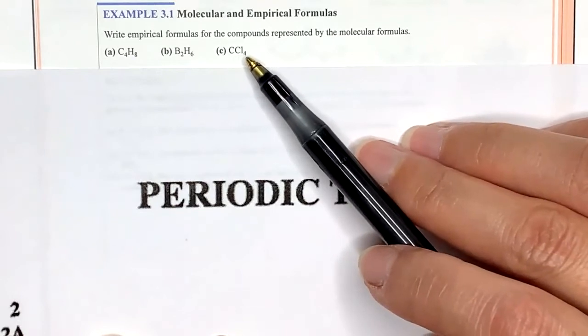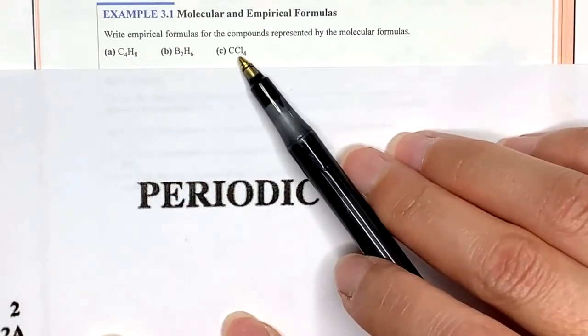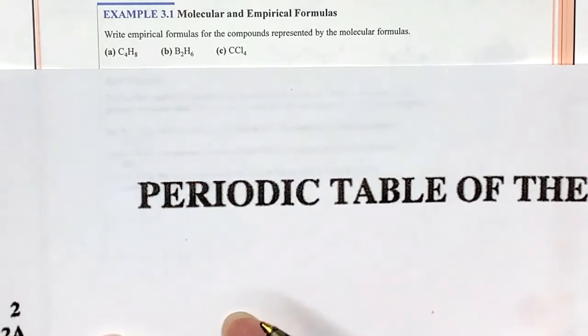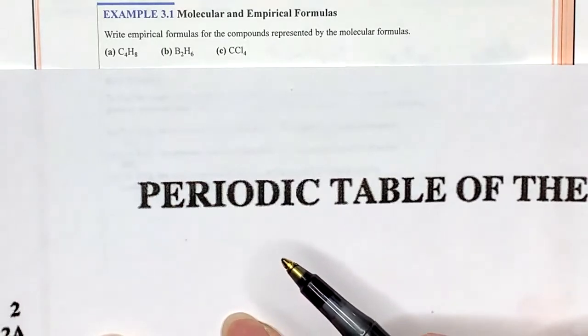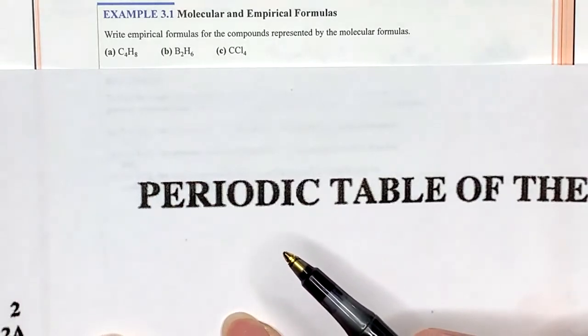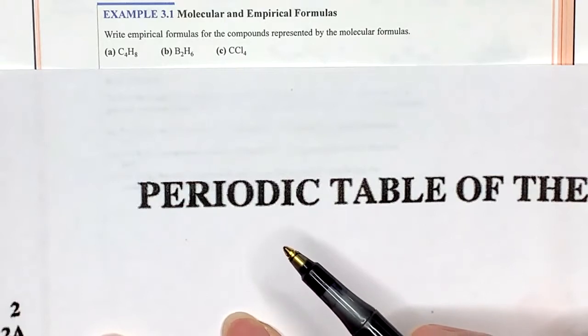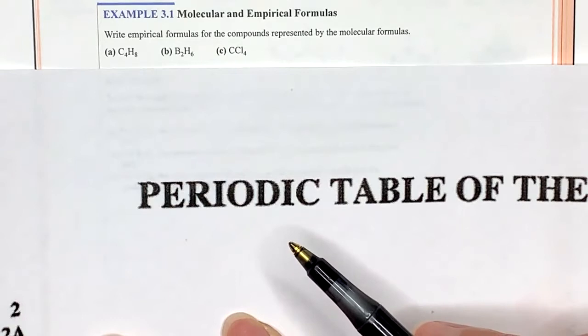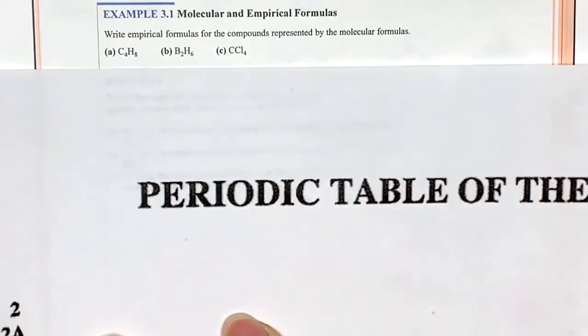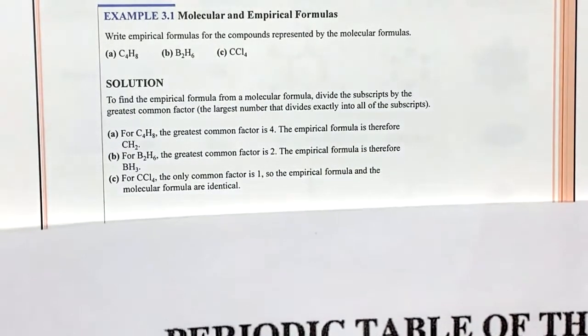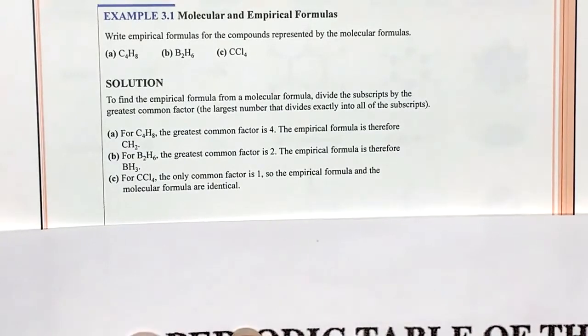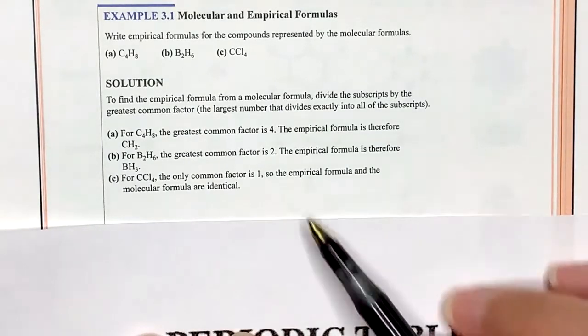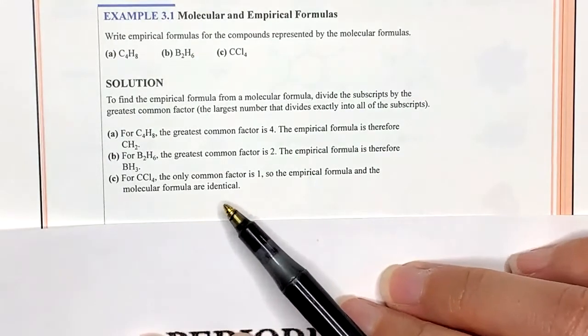Okay, now over here, what's the simplest formula for this guy? It's CCl4. So there's 1 carbon and 4 chlorine every time. Can you simplify this further? It can't be simplified further. Agree? So sometimes the molecular formula is also the empirical formula, like CCl4 over here. So you will see they will tell you all these answers here. So CH2, BH3, and it says empirical formula and molecular formula here are identical.